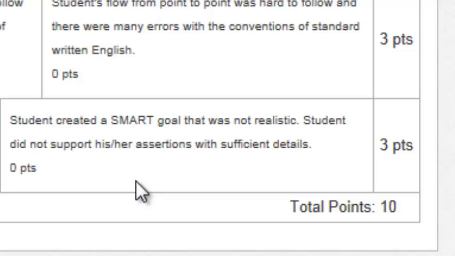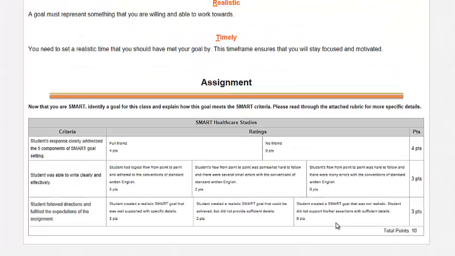So, for example, going back to the opera singer, if I said that I wanted to be a famous opera singer in 3 months and left my goal at that, I would not receive any points for this assignment, because that's not a very realistic goal, especially if I don't provide details that explain why it could be a realistic goal. All right, that wraps up the first part of our discussion on rubrics.